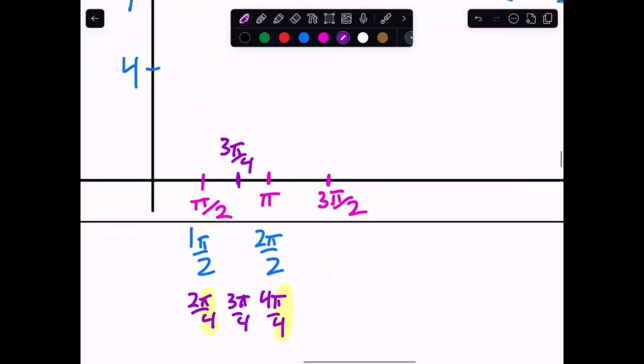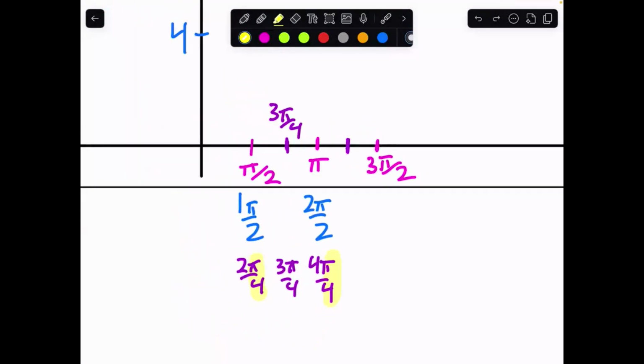Okay, so let's have you guys try it out. See if you can find the angle that's exactly halfway between pi and 3 pi over 2. Hopefully you can copy the strategy that I showed you for the first one. So to find halfway between pi and 3 pi over 2, we would need to come up with a common denominator first.